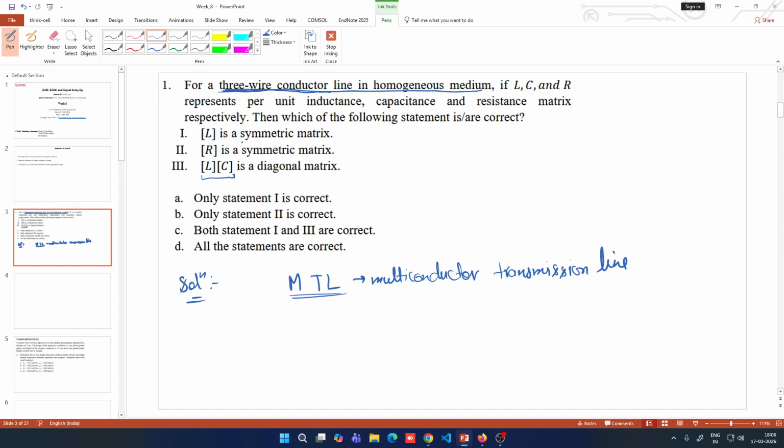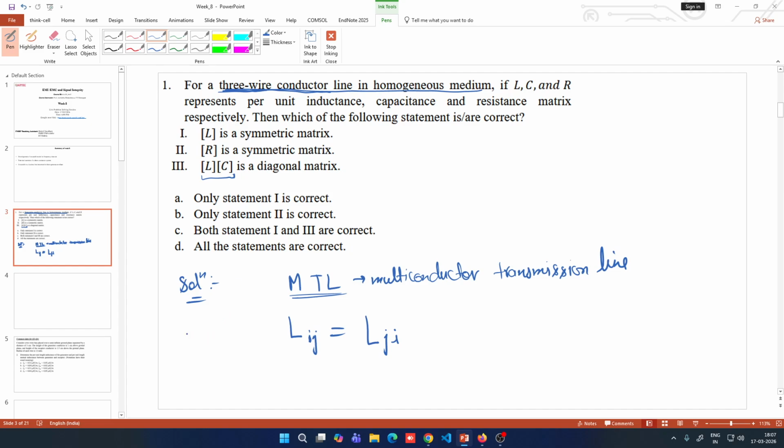So first is a symmetric matrix. I think everybody knows what a symmetric matrix is. Suppose Lij denotes the element in the ith row and jth column of the matrix; it should be equal to Lji, right? Then that matrix will be symmetric.